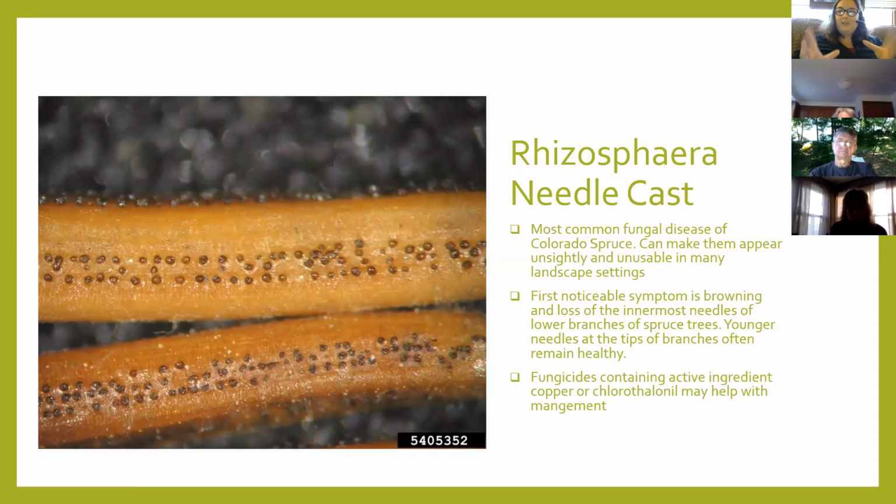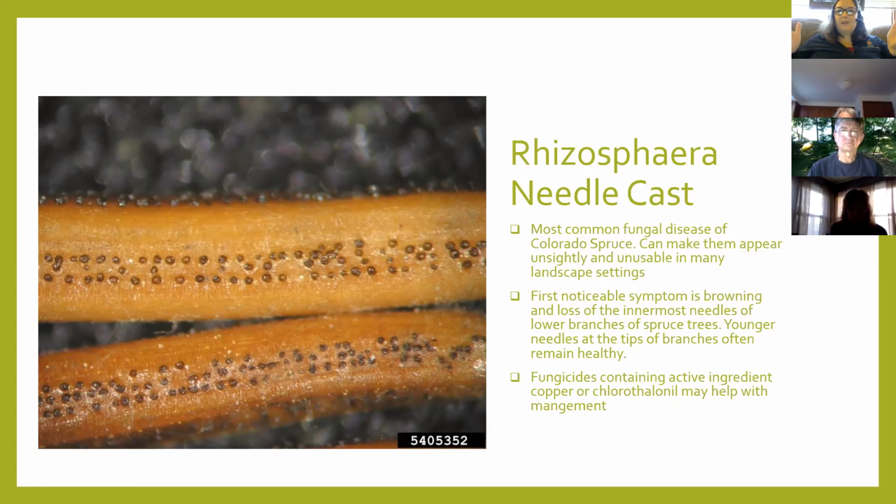So what basically happens is all the older needles will be infected by this fungus. They'll die off and then they'll just fall off. And then you're left with almost what looks like a Charlie Brown Christmas tree, because you have just little bits of the younger needles at the tips of the branches that are still healthy and young and still looking good, but then the rest of the inside of the tree is just gone.